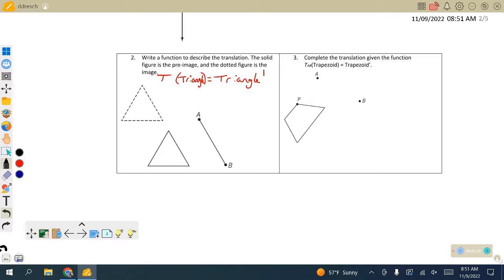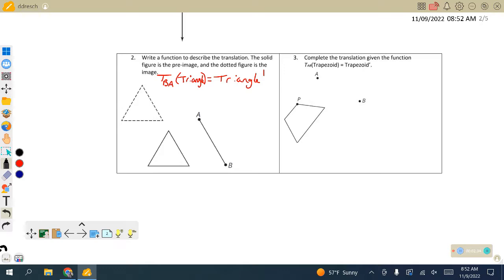The solid figure is the pre-image, the dotted figure is the image. So which one was there first, the solid or the dashed? Solid was there first, something happened to it, and what happened to it? It went from here up and to the left, right? So I'm using that segment as my guide. In order to go up and to the left, that means B also had to do the same thing, go up and to the left. So what I was looking for then is that rule right there.